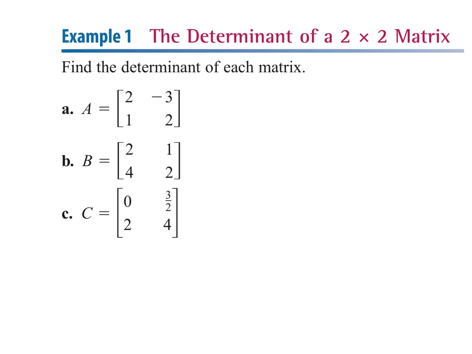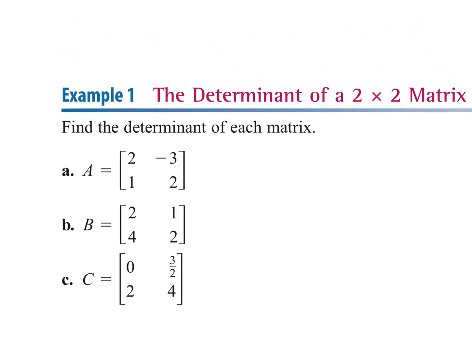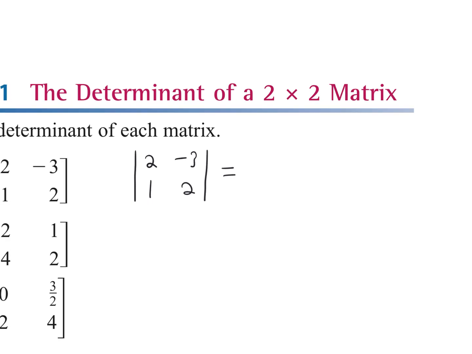Okay, so we'll start with this first one. To find the determinant of this matrix, again, we typically use the straight bars to denote it. So I'm going to write in the straight bars a 2, a 1, a -3, and a 2. And again, the determinant of a 2x2 matrix is just the product of these numbers in this diagonal. So I'm going to write a 2 times a 2 minus the product of the numbers in this diagonal. So minus a 1 times -3.